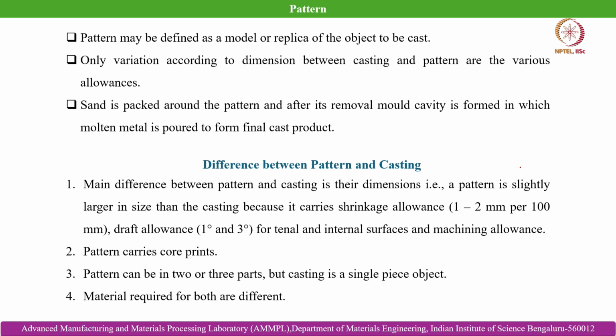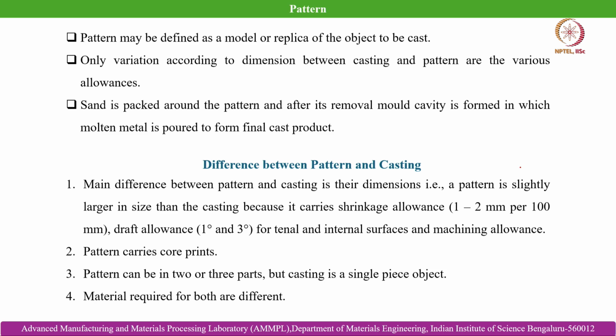As I told earlier, the sand is packed within the molding flask when we are talking about sand casting, because that is one of the basic casting techniques. So, we are taking the example of sand casting again and again. When sand is rammed around the pattern, after its removal a mold cavity is formed, in which molten metal is poured to achieve the final cast product geometry.